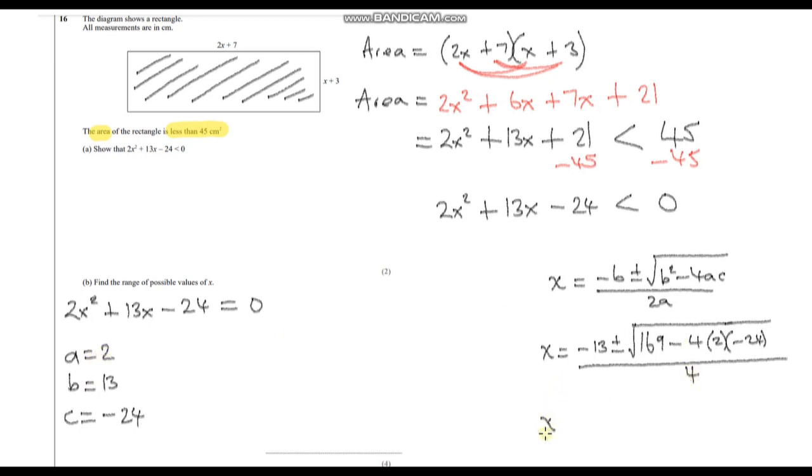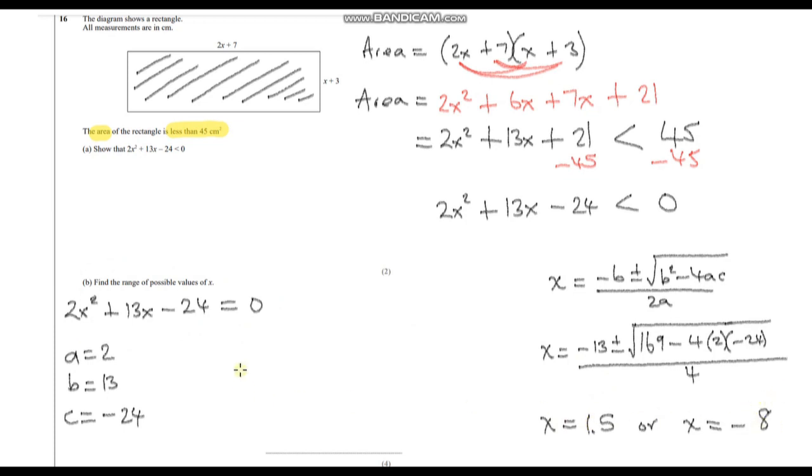Okay, so let's type all of this into a calculator, and we will get 2 solutions. So the first solution, it's going to be negative 13, I'm going to do plus first. So plus the square root of 169 minus 4 times 2 times negative 24, all of that divided by 4. So my first solution is 1.5. And my second solution, I'm just going to change the plus to a minus. And that gives me minus 8. So if I were to solve this equation, I would get these 2 solutions.